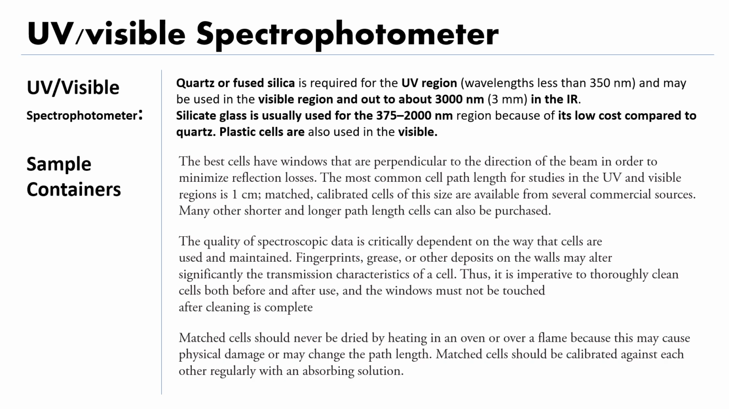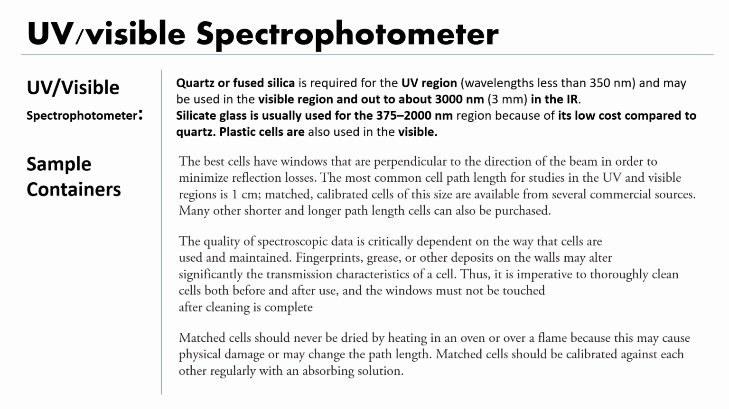So the cuvettes made up of quartz and fused silica are used for the ultraviolet region, visible region, as well as the infrared region. Silicate glass is usually used in the wavelength range from 375 nanometer to 2000 nanometer because of its low cost as compared to quartz. Plastic cells are also used in the visible region.